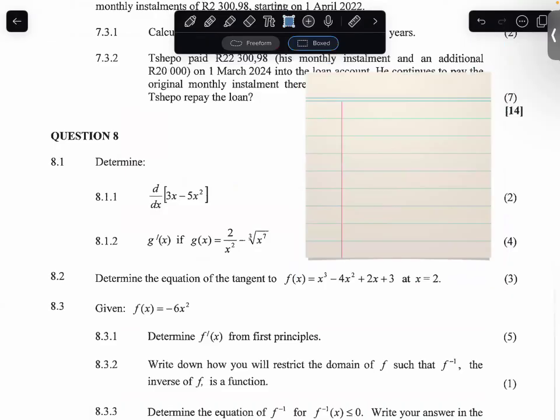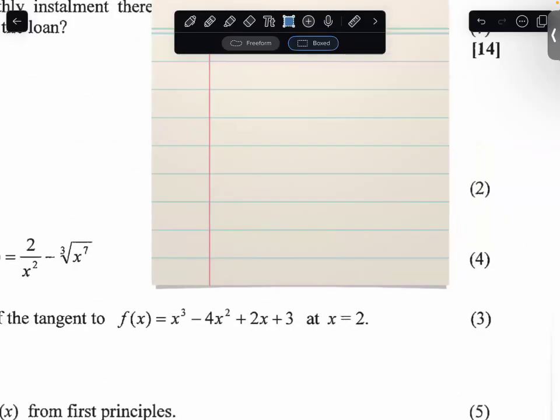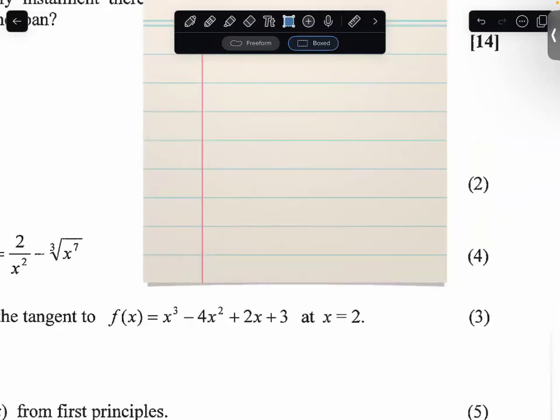Determine the equation of the tangent to f of x at x is equal to 2. Here's again the tangent theory. This is the first tangent theory. It's not the one with nature of the roots. So it's the first tangent theory because they're not asking if one graph is a tangent to another.